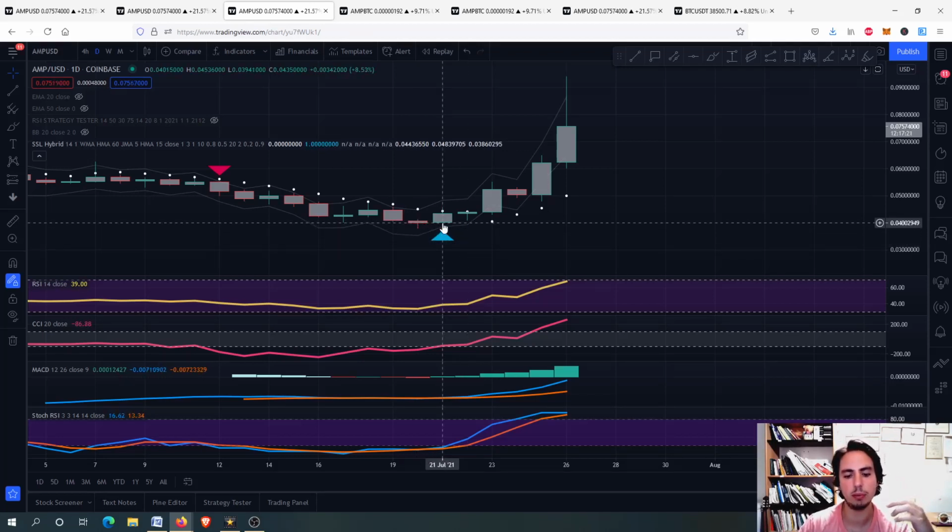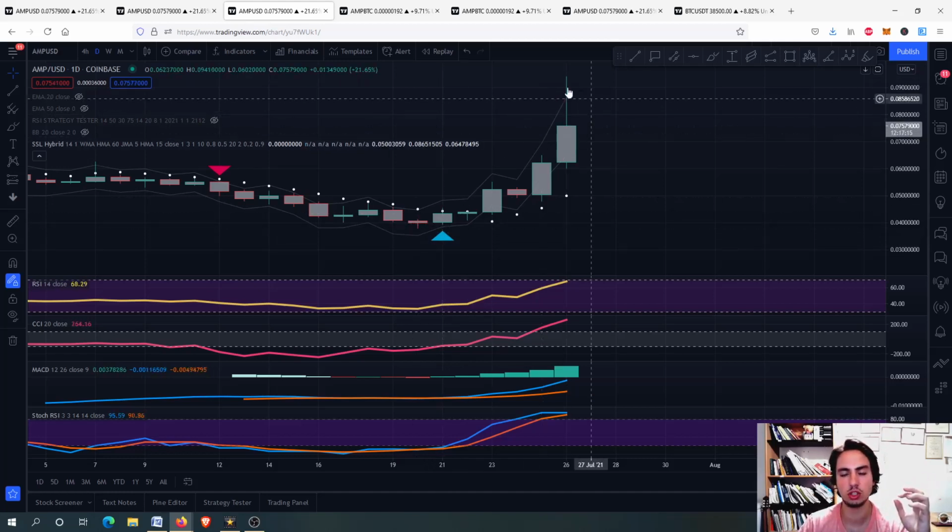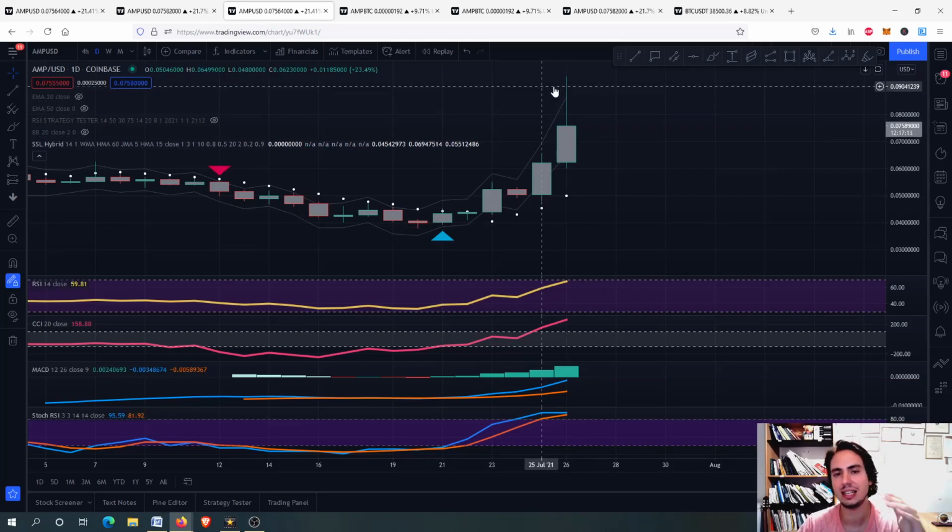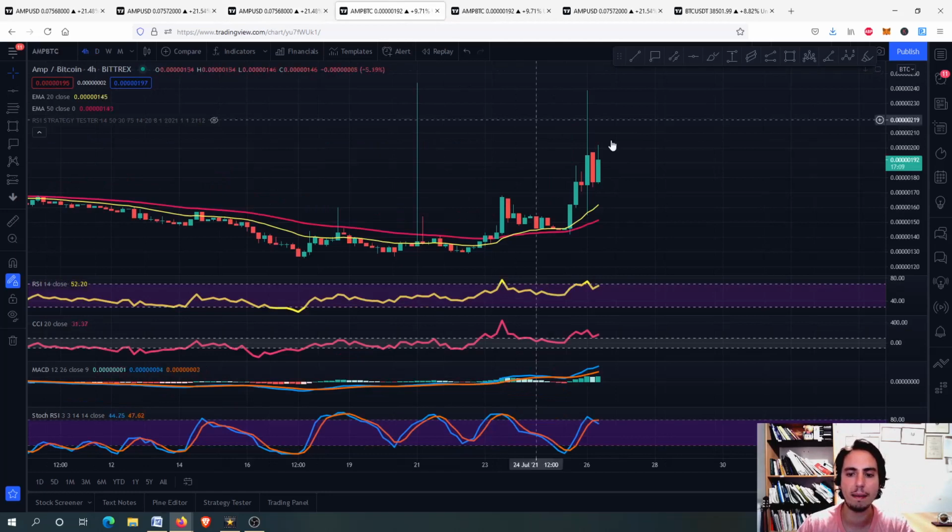And we had a buying opportunity right here on 21st July, a very nice buying opportunity. We went upwards afterwards. Very good job for the SSL hybrid as an indicator, okay. So we can go now to the AMP Bitcoin chart.